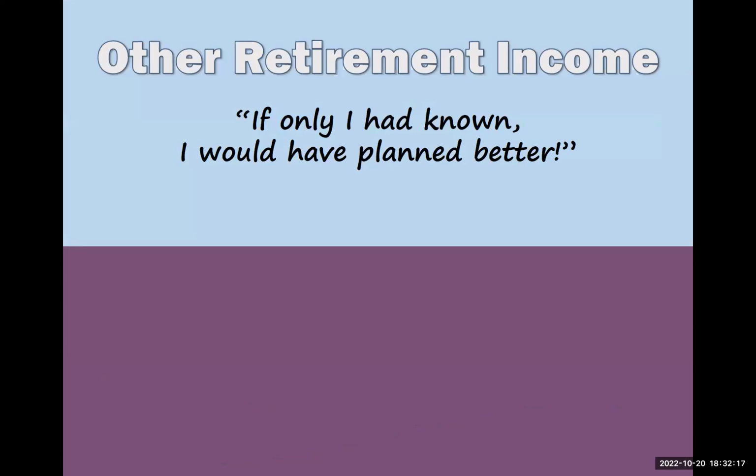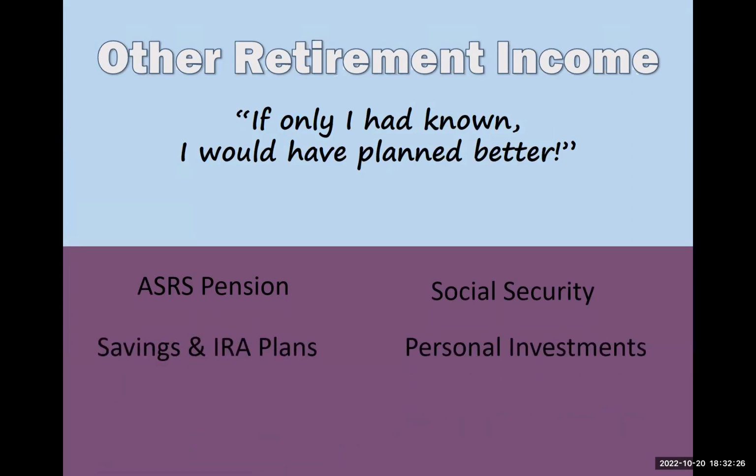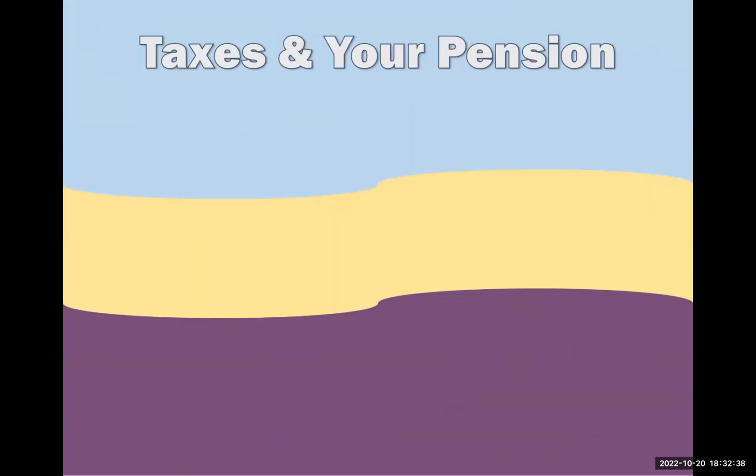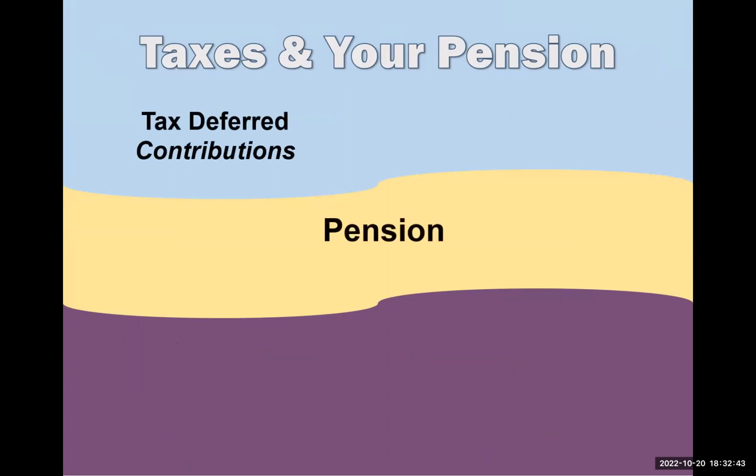Experts forecast that you should plan to have 3 or 4 sources of retirement income. Now, these may include your ASRS pension, your Social Security, savings and IRA plans, personal investments, supplemental savings, deferred compensation, or other employer programs. Your contributions are tax deferred. Your pension is taxed. Each year, members who are retired, they receive a 1099-R form. It's sort of like a W-2, but for unearned income in retirement, as opposed to reporting working wages using the regular W-2.